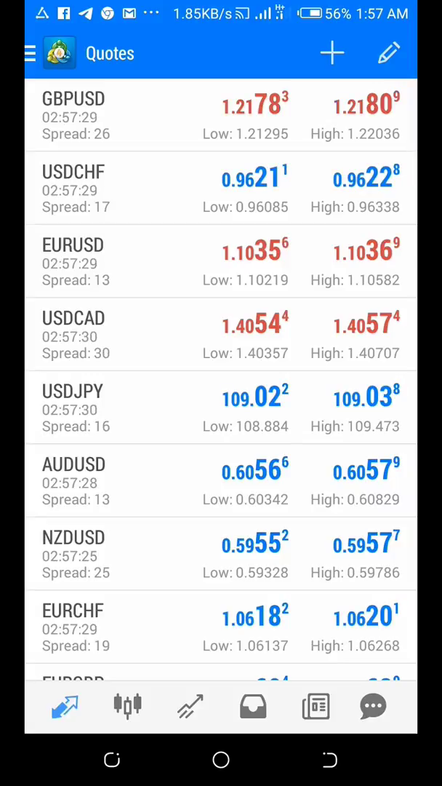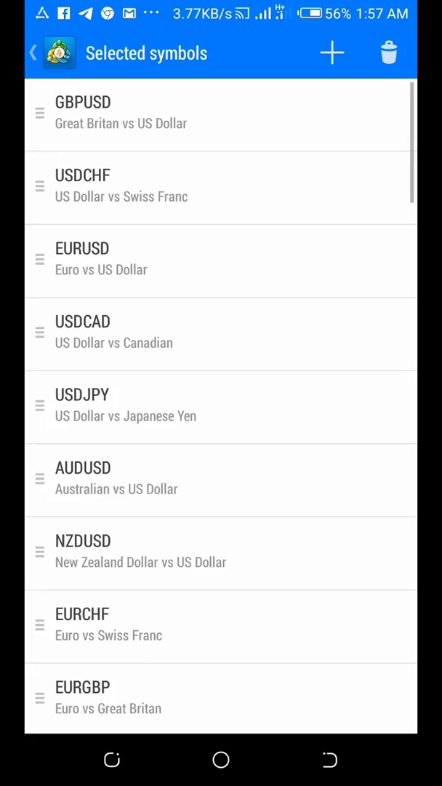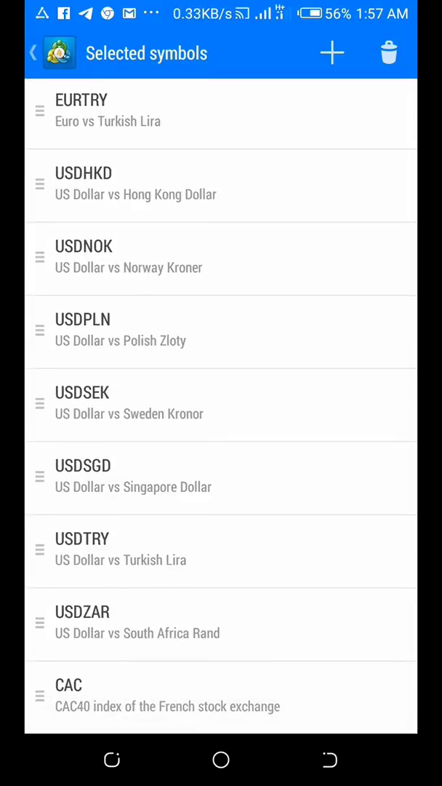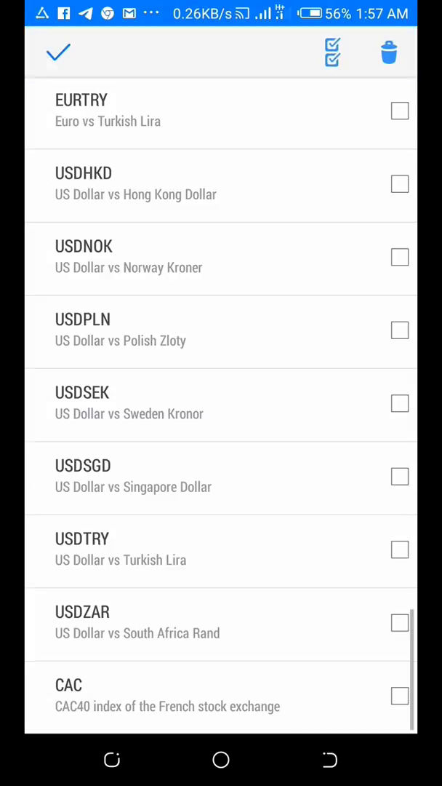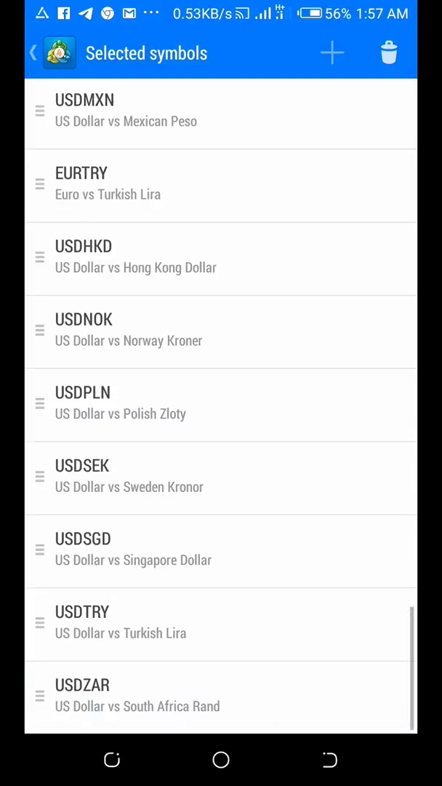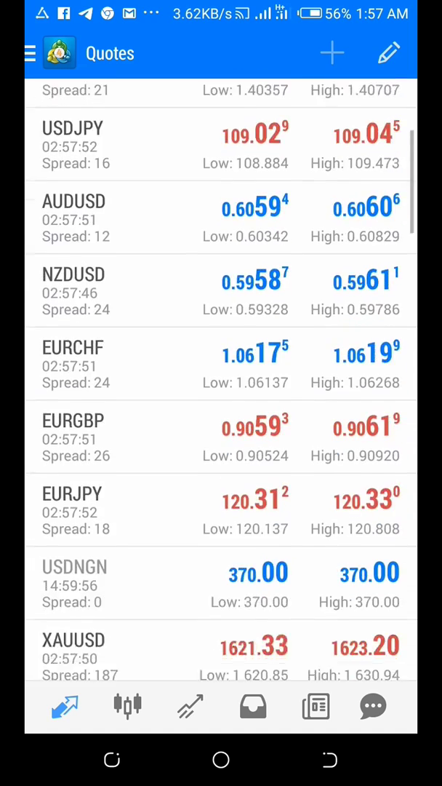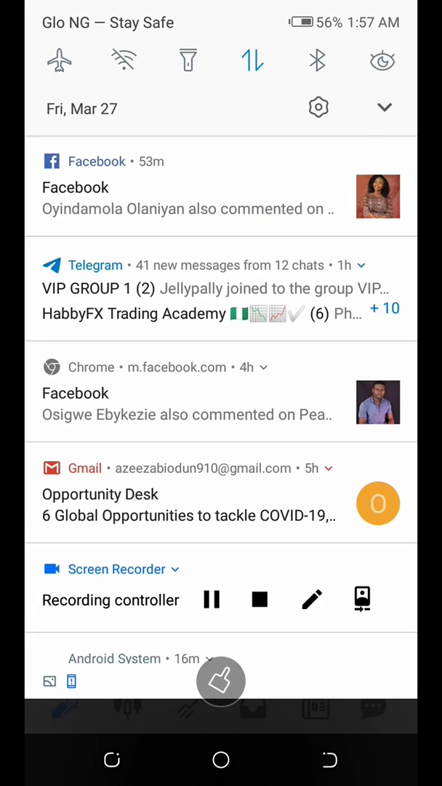And then this pen icon is used to delete any currency pair you don't want on your quote page. You just click on delete, mark the currency pair, and delete it straight away. So those are the functions of the plus and the pen sign you can find on your quote page.